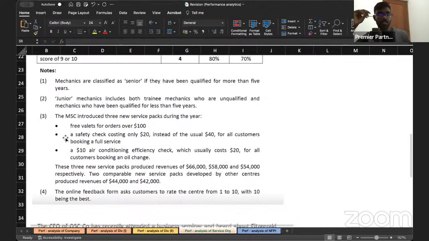categorized under junior. MSC introduced 3 new packs: free valet for orders over 100, a safety check costing only 20 instead of the usual 40 for all customers booking a full service, and a $10 air conditioning efficiency check, which usually costs 20, for all customers booking an oil change. So they have come up with 3 new services, people. Free valet if your service cost is more than 100, safety check for 20, and air conditioning efficiency AC check for $10.